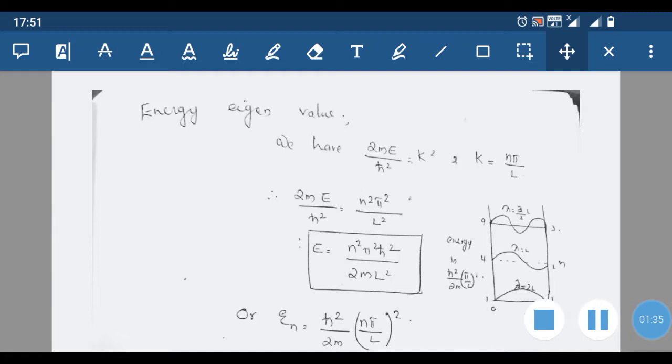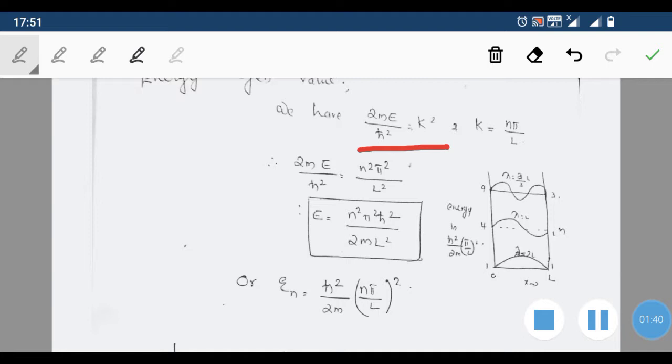Therefore from this we will get the energy eigenvalue. Energy is contained in the equation 2mE by h cross square is equal to k square, under the condition that k is equal to n pi by L. So 2mE by h cross square is equal to k square becomes n square pi square by L square. Therefore E is equal to n square pi square h cross square divided by 2m L square. So corresponding to different values of n, for n is equal to 1, we have pi square h cross square divided by 2m L square. So we can find the different values of energy.